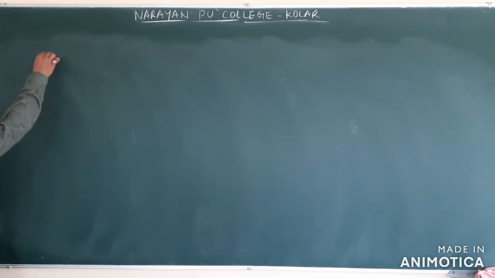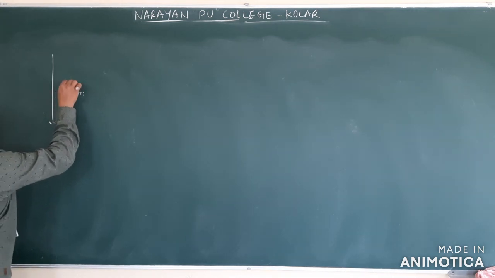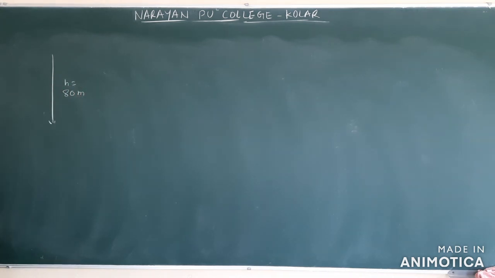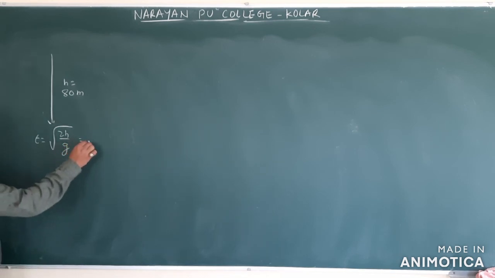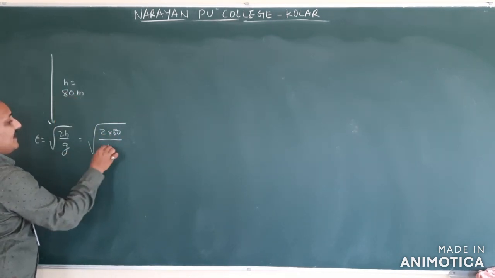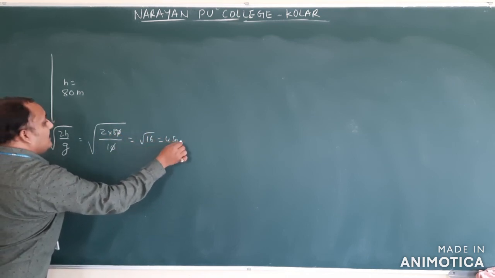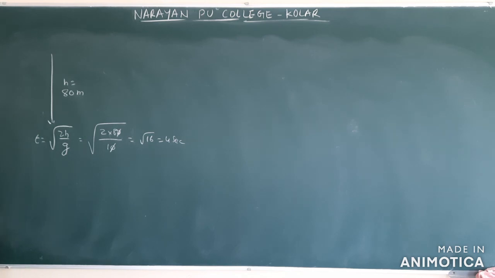From what height is it dropping? 80 meters. H is equal to 80. So what are they asking? How much time is it taking? T is equal to, what is the formula? Root 2h by g. Already I gave this derivation so many times, so I am not deriving once again. So 2 into h value, how much? 80. 80 by g value 10. So root 16 means 4 seconds. It is taking 4 seconds time.